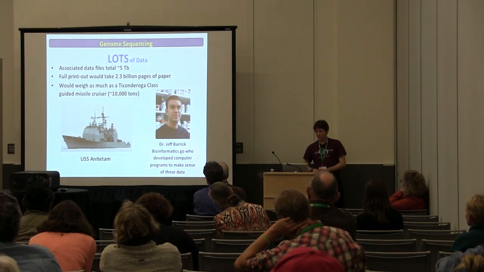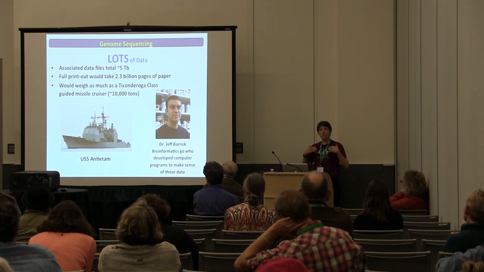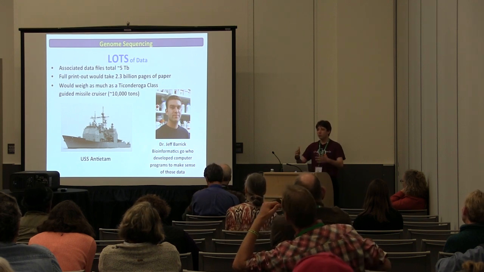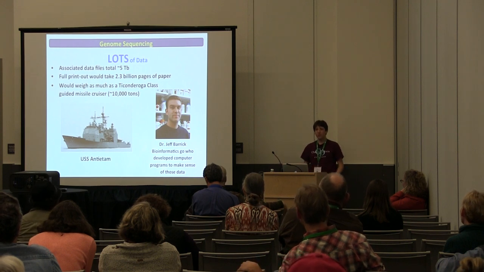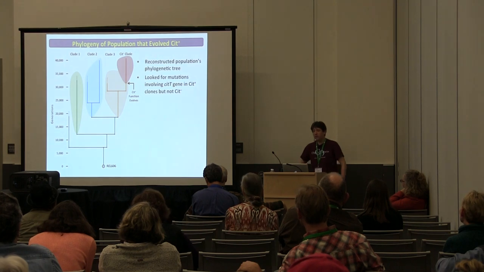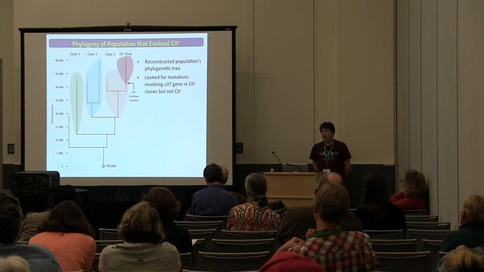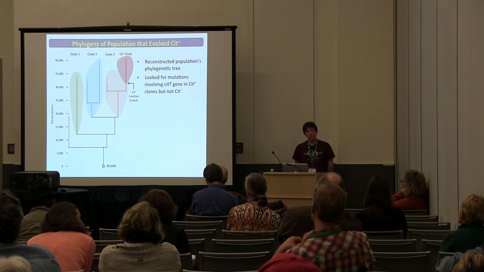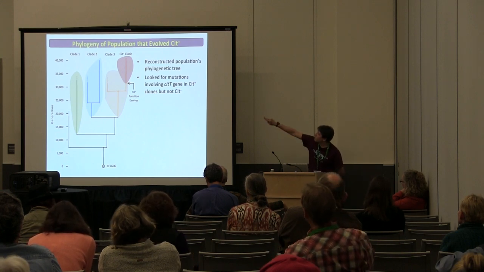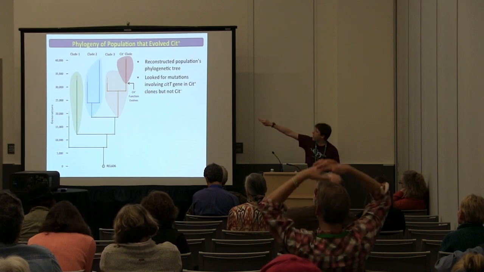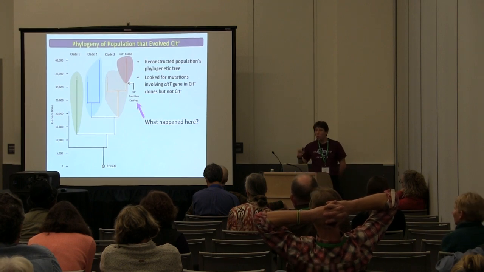Thankfully, with the help of a postdoc in the lab at the time named Jeff Garrett, who's actually now a professor at UT Austin, who was able to develop a data pipeline that processed this huge mass of ones and zeros into something that a computer dummy like myself can make sense of. And one of the things that we did with this processed data was reconstruct the population's phylogenetic tree. And we then wanted to look for mutations involving the CIT-T gene in the CIT-plus clones, but not in CIT-minus. You'll notice all of the CIT-plus clones map to this one point within the population, with all of the others being CIT-minus. So the real question is, what happened right there?